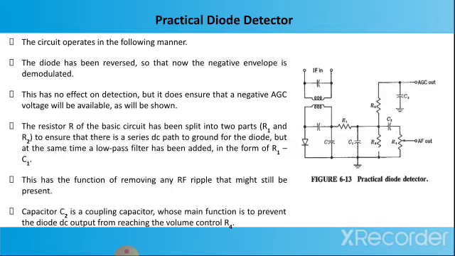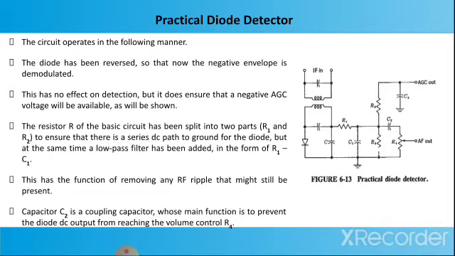Now let's move forward and talk about the practical diode detector. This is a practical diagram of the diode detector. The circuit operates in the following manner. The diode has been reversed so that now the negative envelope is demodulated. This has no effect on detection, but it does ensure that a negative AGC voltage will be available, as will be shown. The resistor R of the basic circuit has been split into two parts, R1 and R2, to ensure that there is a series DC path to ground for the diode.